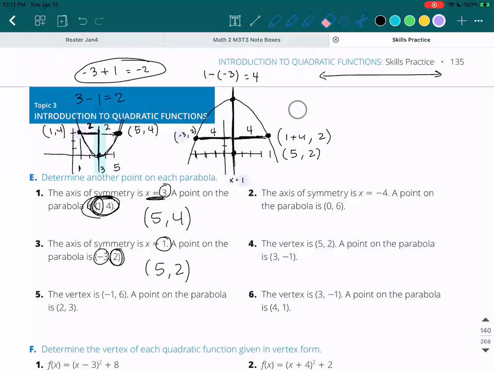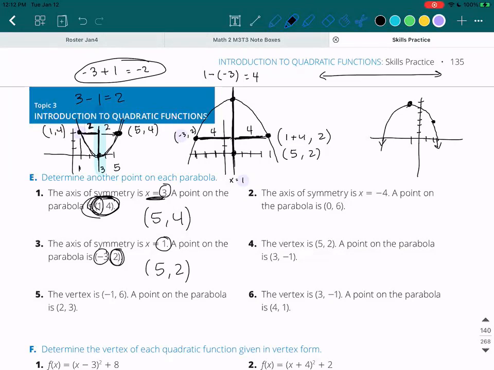Okay, so I'm going to erase this bit just because I need space. I wrote too big for that last one. Okay, for number 5, the vertex is -1, 6. Here's my vertex. And a point on the parabola is 2, 3, so somewhere there. Okay, so this is my vertex. It's going to be shaped like that. It's just a sketch.